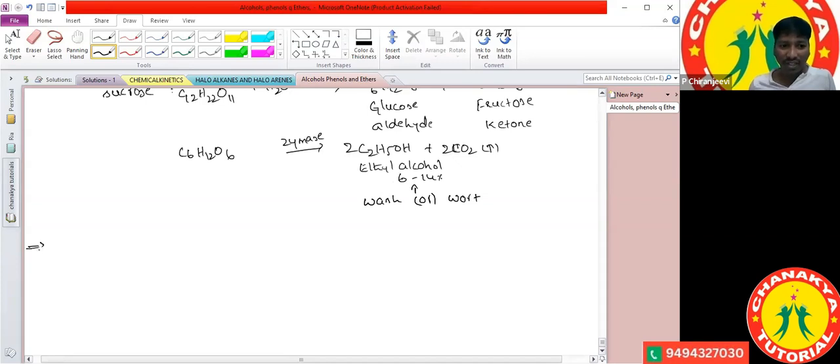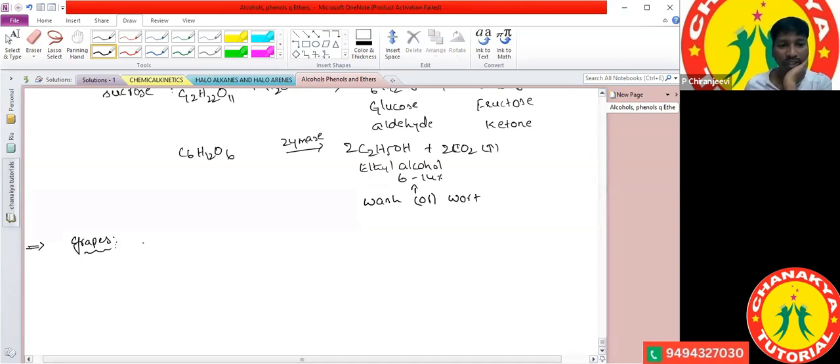And what is the second condition? The second condition is from sugarcane juice, that means from grapes. From grapes also we can prepare it. Grapes have a high content of sugar. Ripened grapes contain high sucrose levels compared with other fruits. So grapes have a high content of sucrose.